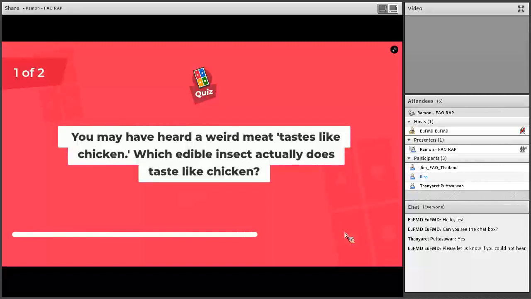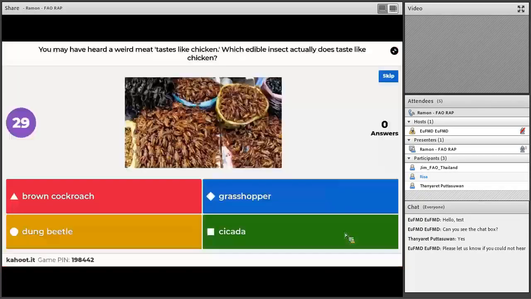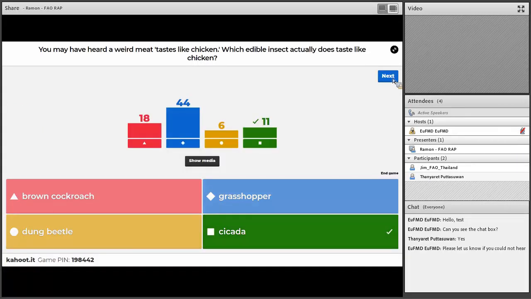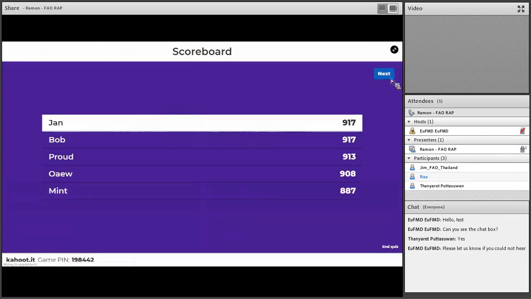You may have heard a weird saying that meat tastes like chicken. So which edible insect actually does taste like chicken? Brown cockroach, grasshopper, dung beetle, or cicada? This is the time that you need to comprehend the question and answer right away. The quicker you answer, the higher your points.